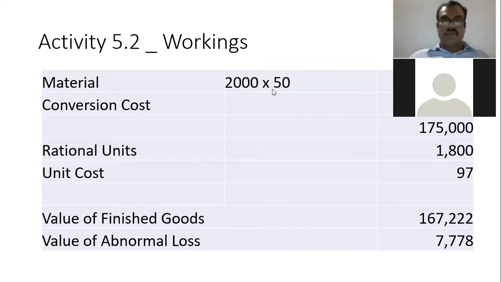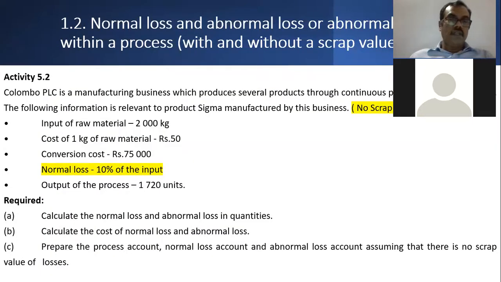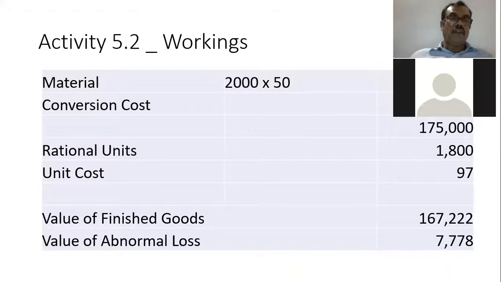Material cost is this much, conversion cost therefore this much. You need to divide it by only rational units. So you just don't be misguided with this word. Rational units, I use that word. So it's the number of units, but actual production is not that much. Actual production is 1720.